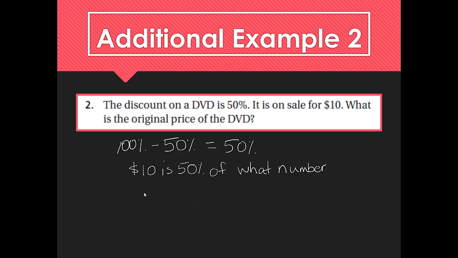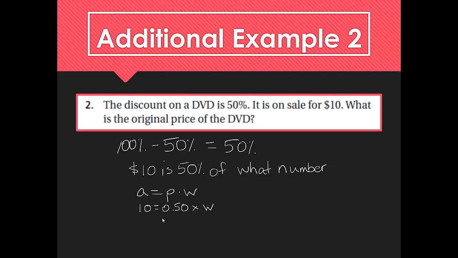So now we're going to use our equation, A equals P times W. Our percent was 50%, and that as a decimal is 0.5 or 0.50. It doesn't matter which one you use. Of what number? We don't know the whole, so we're going to be multiplying that by W. And then A would be 10.